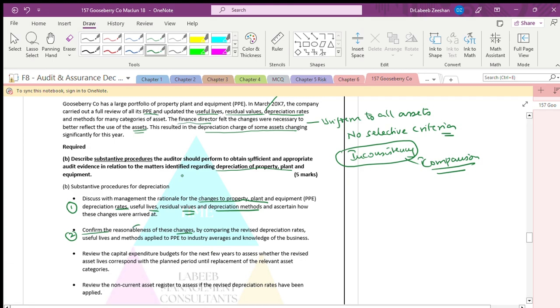We have to know whether the changes have been done with proper justification by comparing the revised depreciation, because we have changed the depreciation rate. Whenever there is a change, if depreciation rates have been increased, expenses will increase. What will happen because of this? The expenses either will increase or decrease, and automatically profits will increase or profits will decrease.